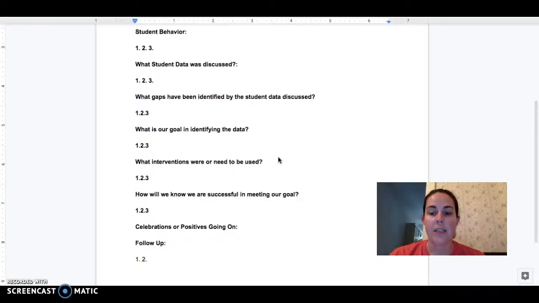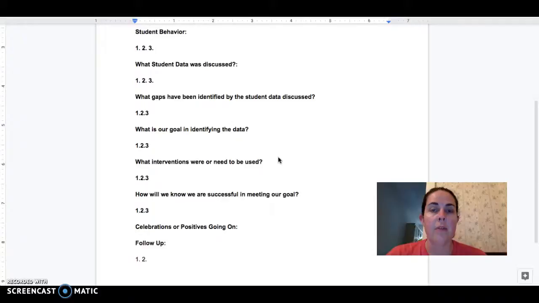Are there specific standards on the MAP testing that the English teachers or math teachers, whoever, are there certain standards that they have pinpointed that are a problem for the students based off of that data? If there are, what do we need to do to become more effective? And then what is our goal in identifying the data?